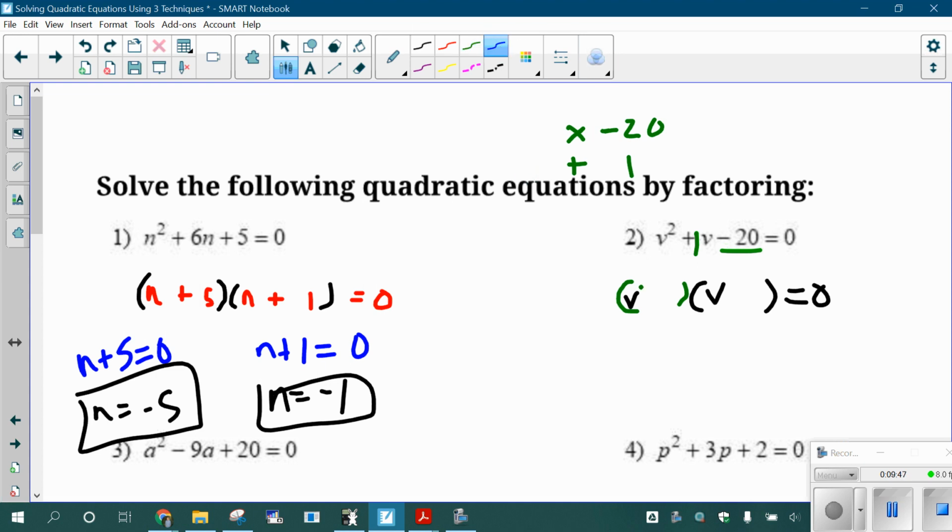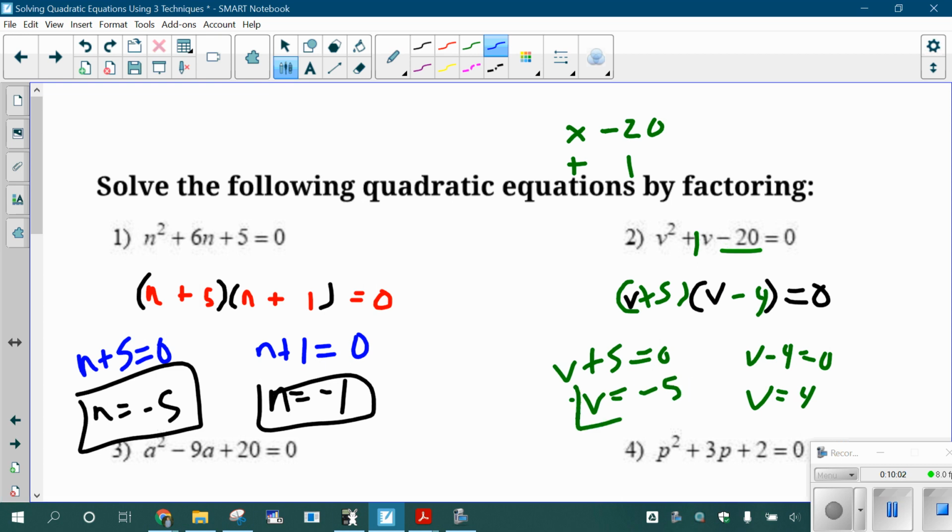So how does this factor? v plus 5, v minus 4. Set v plus 5 equals 0, solve. Set v minus 4 equals 0, solve. You get your 2 answers. Cool. I hope this is very, very familiar.